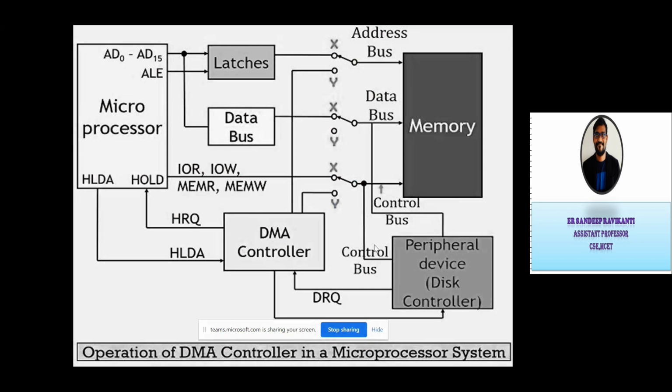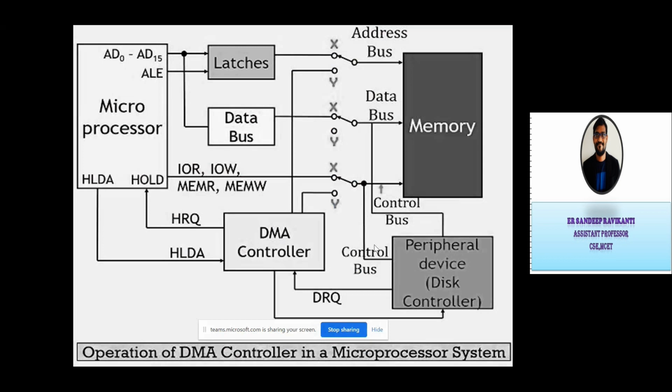Whenever we want to perform a data transmission, the peripheral device will issue a request to the DMA controller called DRQ. Whenever it receives the DRQ request from the peripheral device, the DMA controller will send one more request to the microprocessor, meaning it will send a hold request. It is telling the microprocessor, I want to take control over the data bus, address bus, and control bus. So if you are okay for the data transmission, then you relinquish, means release all the buses, so that I can perform the data transmission with respect to the memory and the peripheral devices.